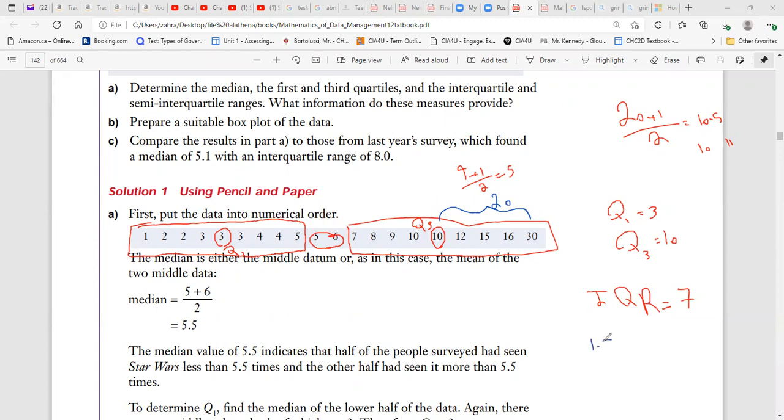And what is 1.5 multiplied by IQR? It's 1.5 multiplied by 7, which is 10.5. So the distance here, 20, is much bigger than 1.5 times IQR. That's why this is definitely an outlier. We can try it for 16 as well, but 16 is 6 away. Of course, 6 is less than 10.5. So 16 is not an outlier, but 30 definitely is an outlier because of this.